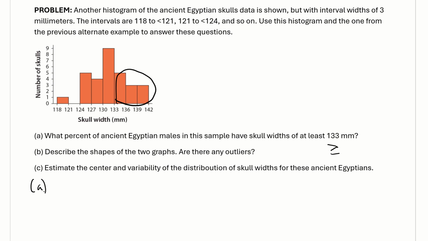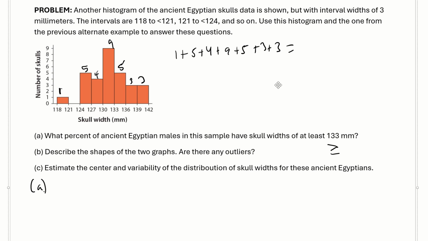First, let's count up all the Egyptians. There's one here. That's 5. There's 4. I think there were 30, but let me double check. There's 4 there. Here, there's 9. Here, there's 5. Here, that's 3, 3. Okay, so the total is 1 plus 5 plus 4 plus 9 plus 5 plus 3 plus 3. So we're going to add those up. Okay, so we'll just do that real quick. Okay, yeah, so there were 30 total, and we want to add these up.